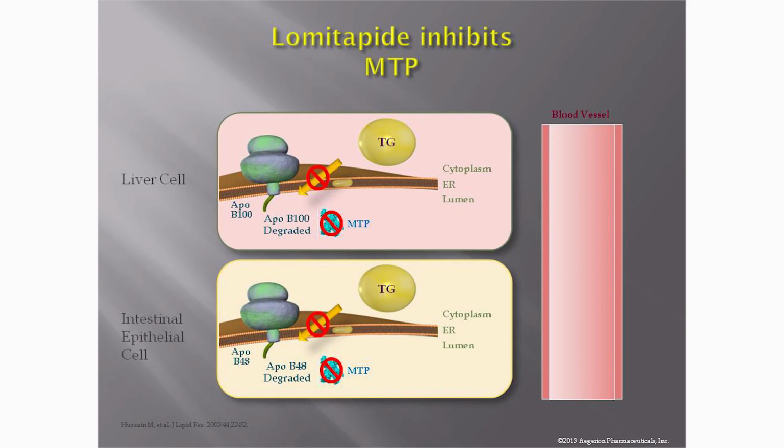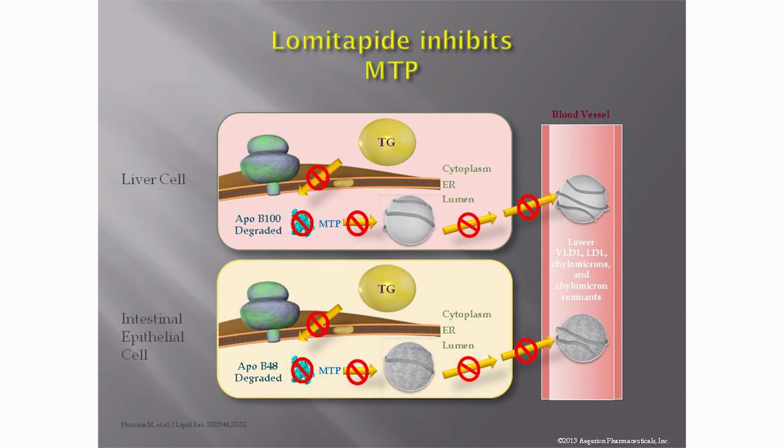Now what happens if we inhibit it? And you could see over the next couple of slides that the inhibition of MTP by lomitapide does a couple of things. It blocks the production of VLDL, which downstream will lower LDL quite significantly. It blocks the production of chylomicrons. And as a potential side effect to this, we have to be aware that some of the fat can back up in the liver and some of the fat can back up in the intestine. So we have to pay attention to that.